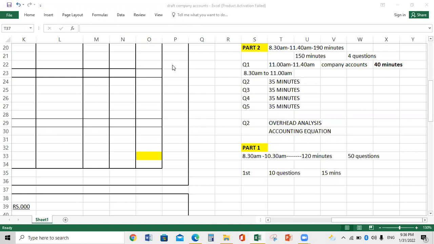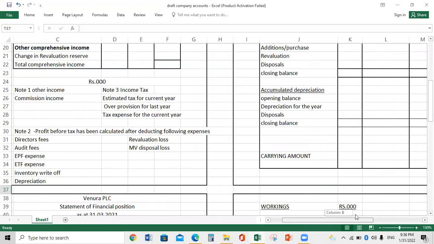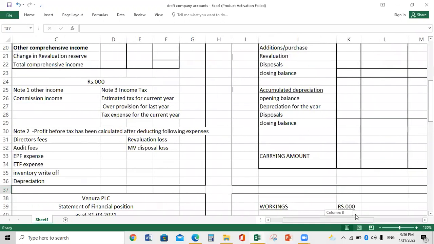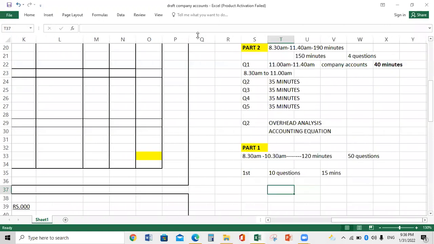Guys, for part 1, even if you show the workings, you don't get marks for the workings. Some students waste time showing the workings in part 1. They write the workings on the paper. You don't get marks for that. Please don't waste your time writing that.